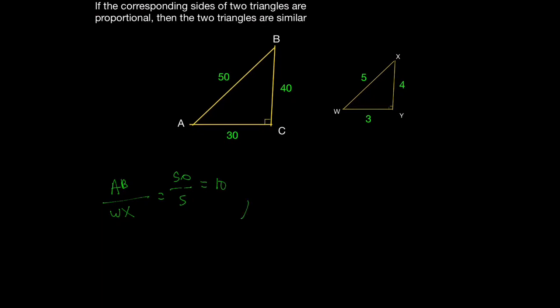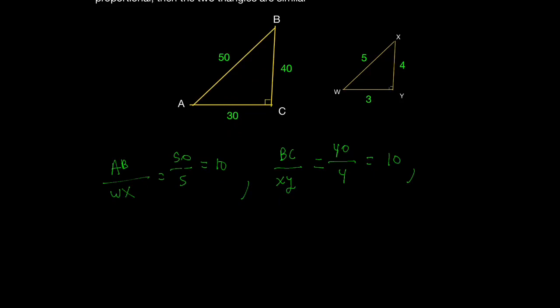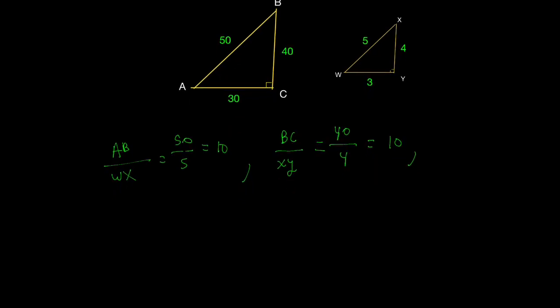Now let's get the next side. So we have BC corresponding to XY. So let's get BC divided by XY. BC is equal to 40, XY is equal to 4, and 40 over 4 is 10. So far we're looking good. We just have to make sure that the last pair of corresponding lengths are proportional to 10.